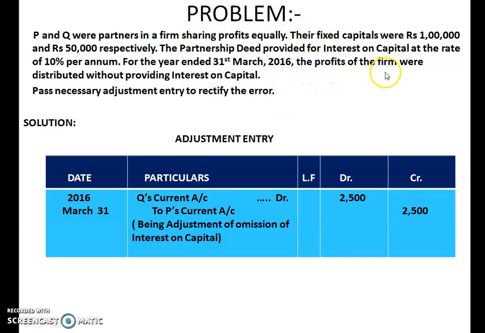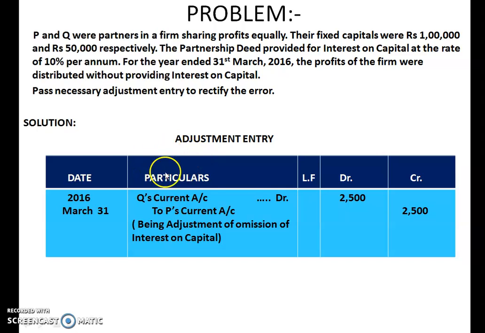The profit of the firm was distributed, but they have not considered interest on capital. This was omitted to be recorded. So distribution of interest on capital was not recorded on 31st March 2016. This is the error committed. So what to do? Pass the necessary adjustment entry to rectify the error. We have to pass one single journal entry to rectify the error which has occurred.